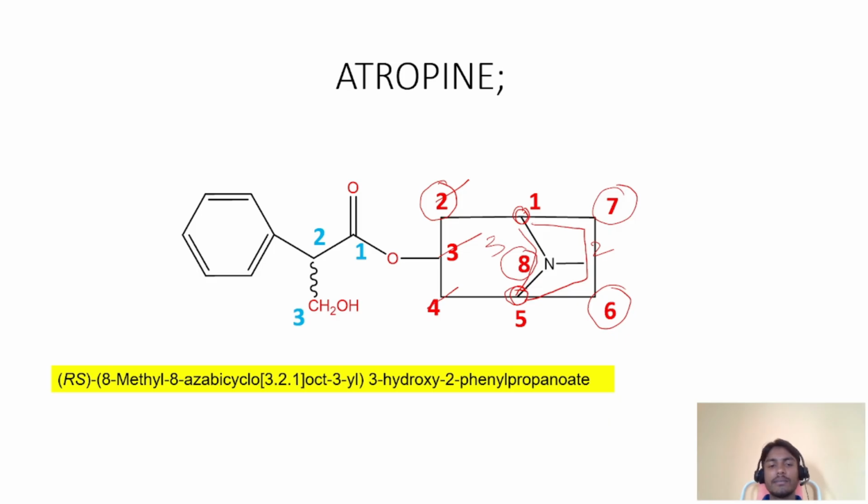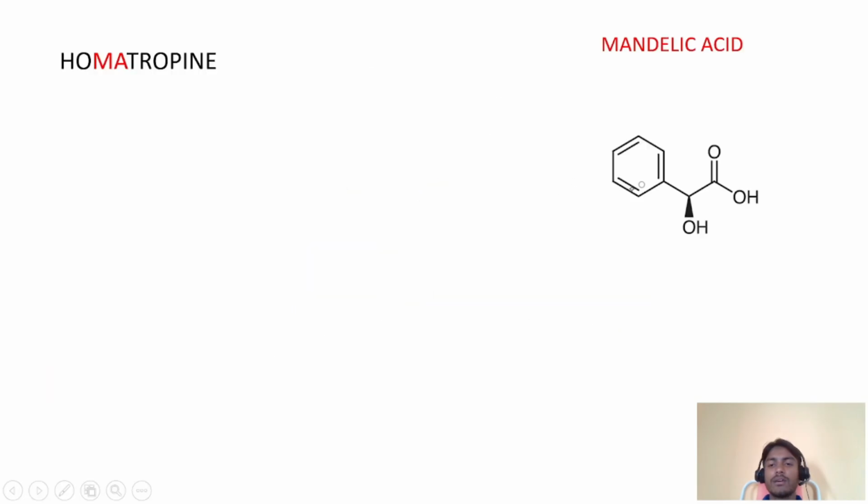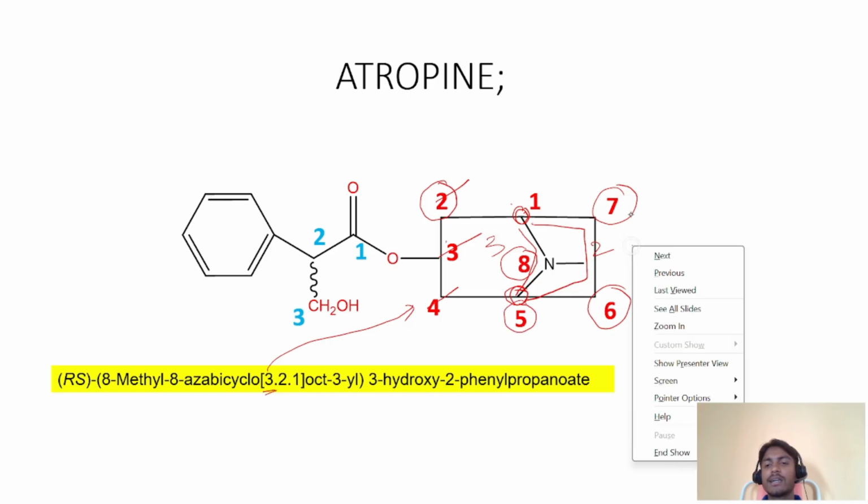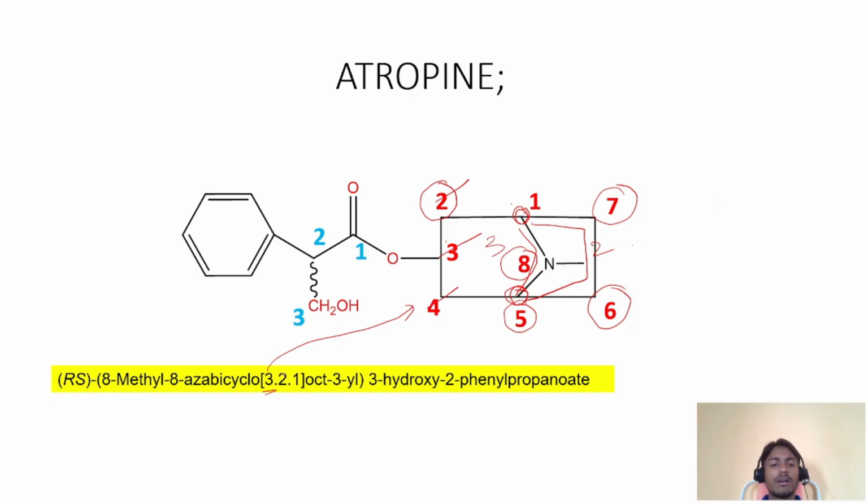So like this, the first bridge is containing 3 atoms. We need to give it more priority. That's why we need to give the numbering 1, 2, 3 like this. After that we can go for the fifth one. This second bridge is containing only 2 atoms. The third bridge is containing 1 atom. So like this it is.